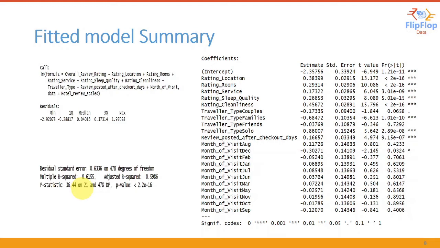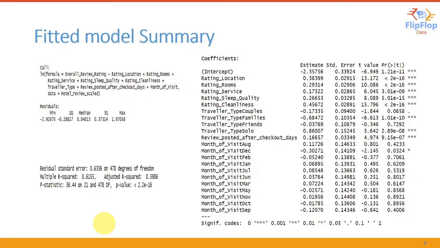For F-statistic, anything which is very much greater than 1 is acceptable. Going further, in the second part of the video, I will show you how you can calculate F-statistic manually.